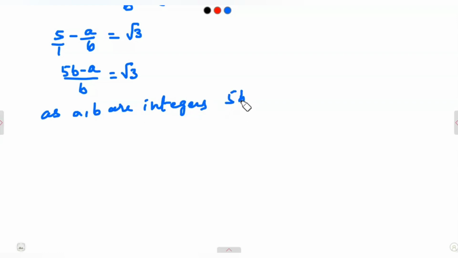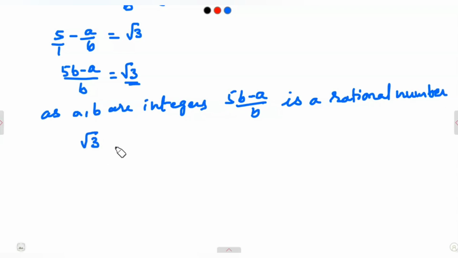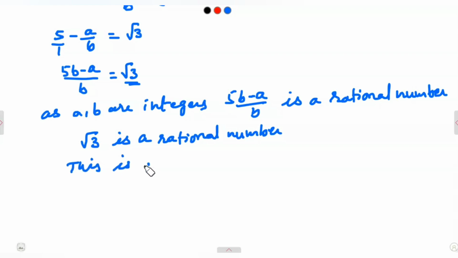This 5b minus a by b is a rational number. That means if this is a rational number, what happens to this root 3? Root 3 also should be a rational number. But is it a rational number? We already proved that root 3 is not a rational number. It is irrational. We just proved in the previous example. So this is a contradiction.